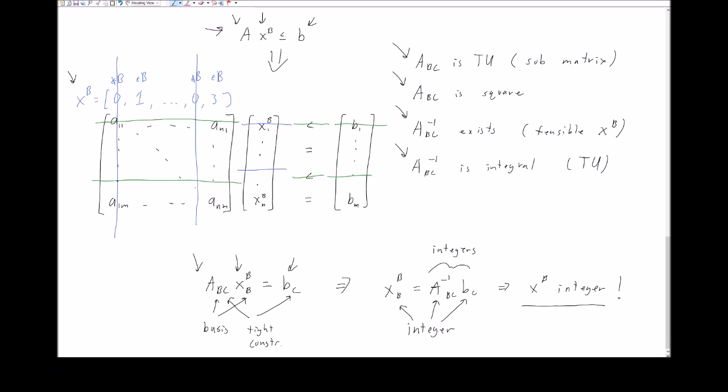Throughout this proof, we made one small assumption: that our original basic feasible solution was non-degenerate. This isn't very important, and in fact we can prove the same thing for degenerate solutions as well. The point here is that if we have a linear program with a totally unimodular constraint matrix and an integer vector b, then any basic feasible solution is going to be integer.